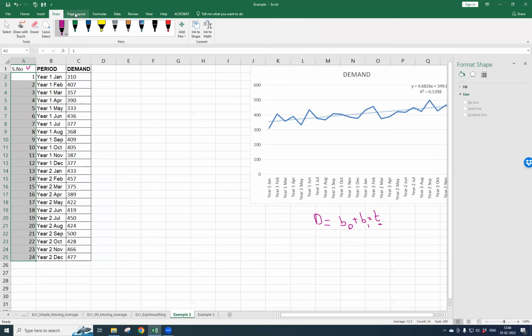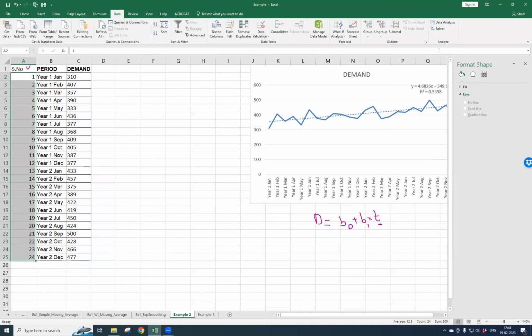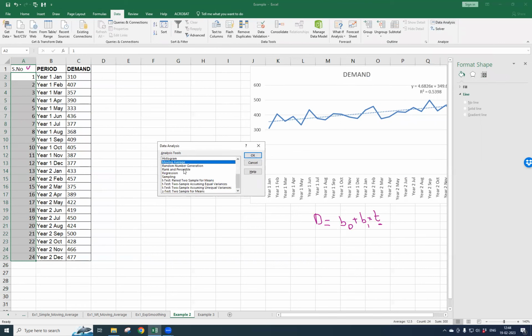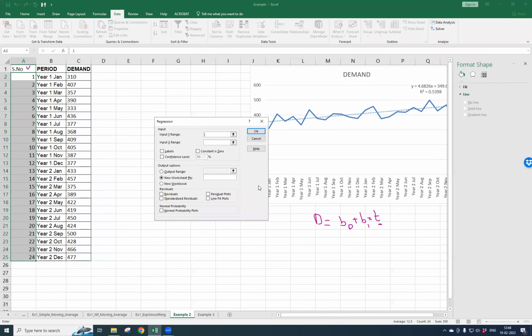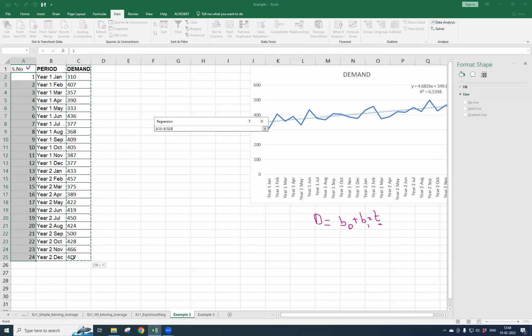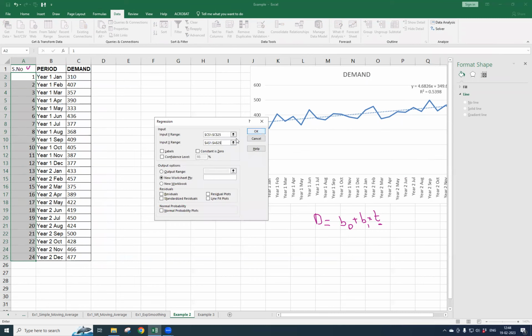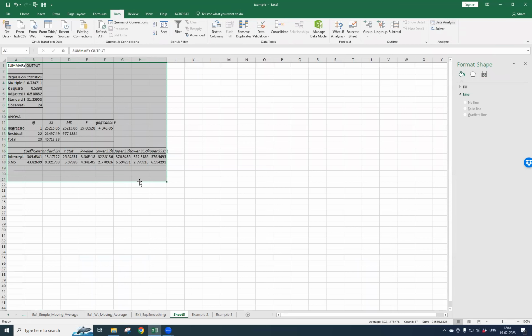As you know how to run a regression, I'm going to use data analysis, and in data analysis, I'm going to pick regression. My input y range is going to be my demand values, and my input x range happens to be my serial number values. So I've selected all this. As you know, I have also selected the labels. And I am going to see what the output is.